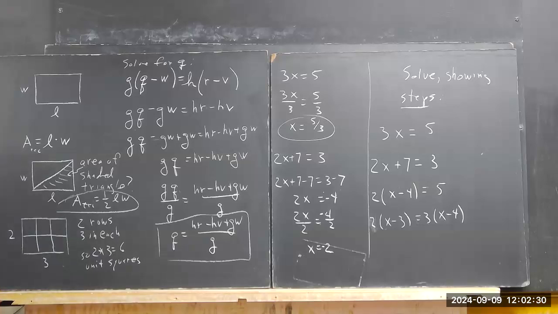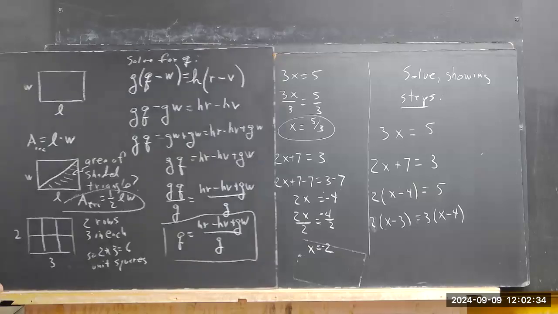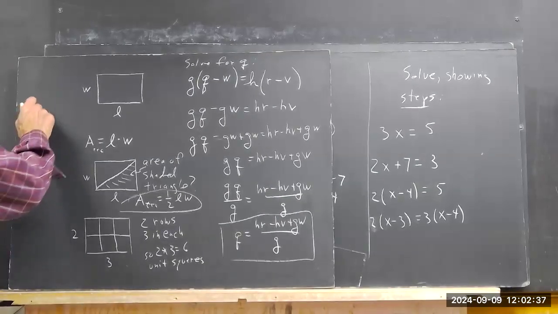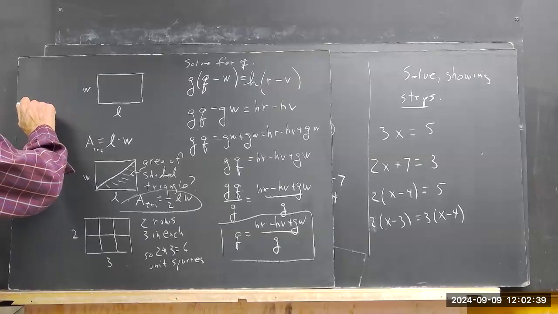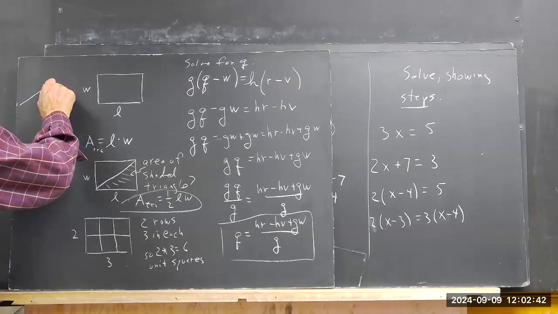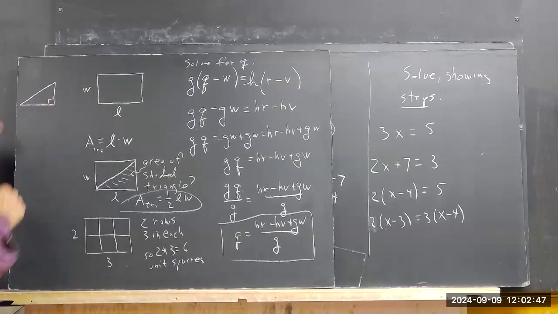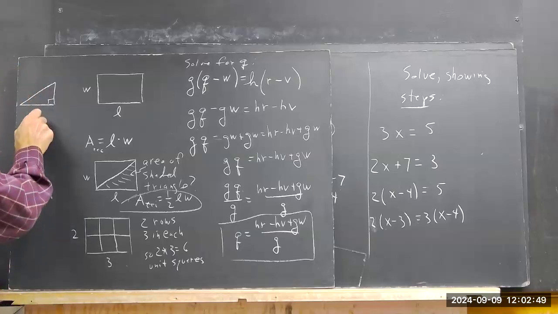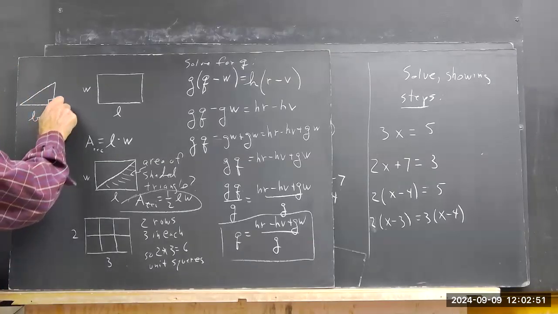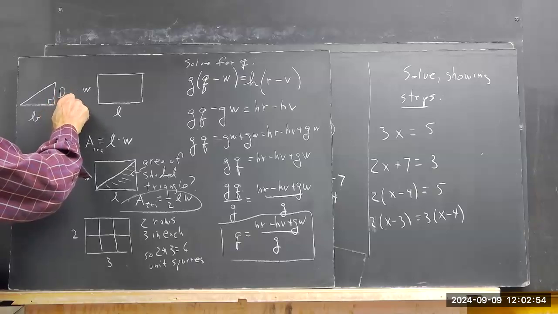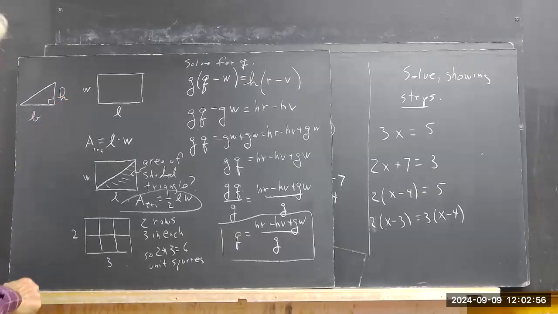Now, I've got another triangle. It's a right triangle, so that's a right angle. And that's a B, that's an H. You can print them if you like, it's okay. So what's the area?